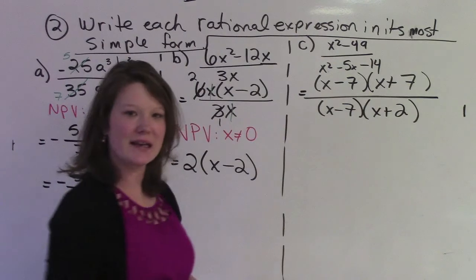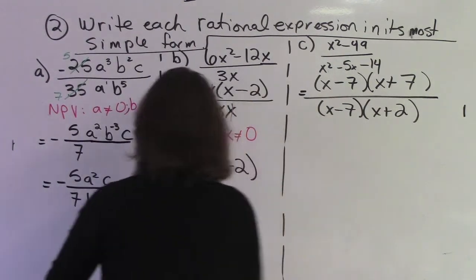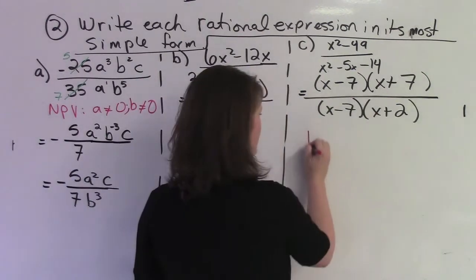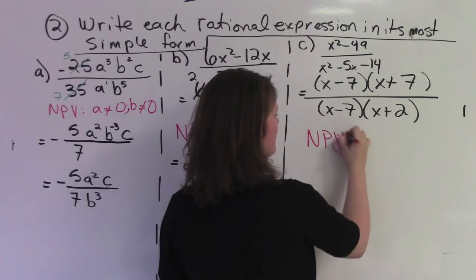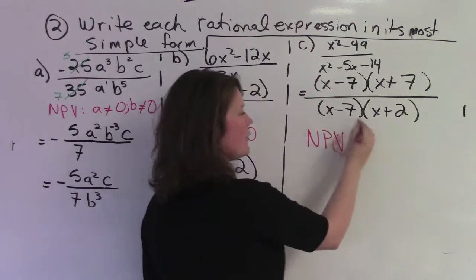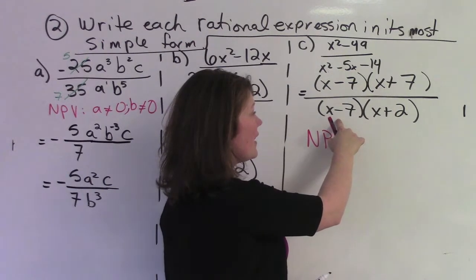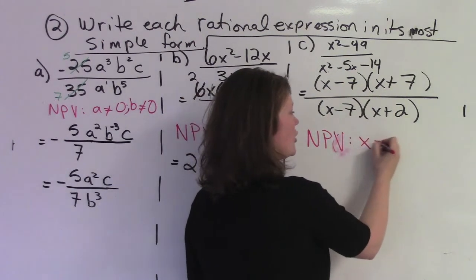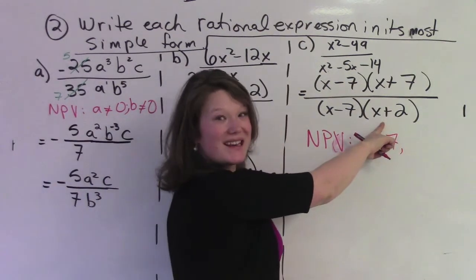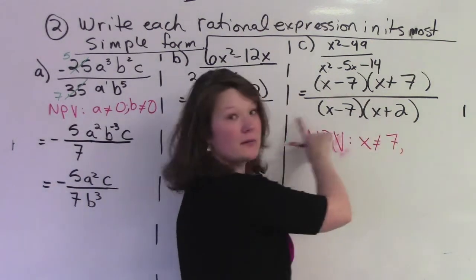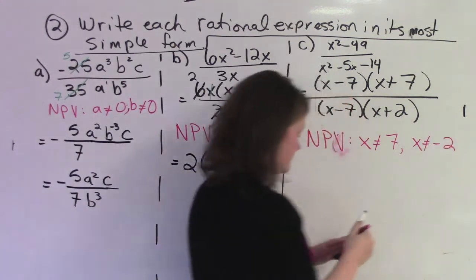Now before we do any sort of canceling, what we want to do is state our non-permissible values. So when x equals positive 7, that means that this turns to 0. So x cannot equal positive 7. When x equals negative 2, the denominator becomes 0. So x cannot equal negative 2.